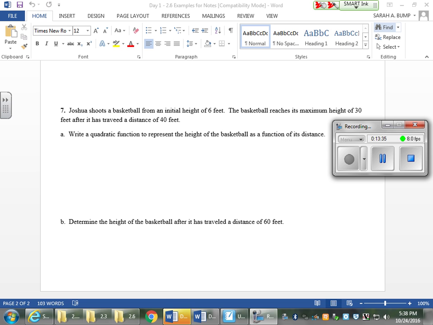The fact that it uses the word maximum means we have the vertex. However, the vertex is not 30, 40. Just because the 30 is written first doesn't mean that goes first in the ordered pair. Because that 30 is the max height, which is a y value of the vertex. The 30 should come second. The distance, when it reached the max height, which was 40, should come first.